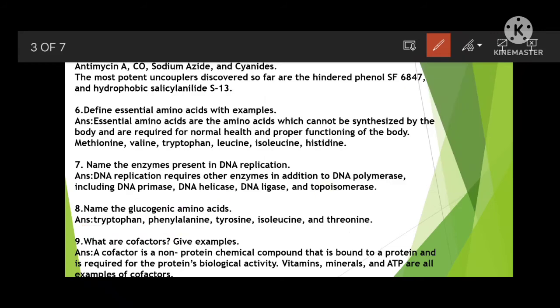Next, what are cofactors? These are non-protein chemical compounds that are bound to a protein and are required for the protein's biological activity. To conduct the protein's biological activity, these play a vital role. Basically, these are non-protein; the protein is absent, but they help in the protein's biological reactions. Examples: vitamins, minerals, ATP and NADPH. These all are examples of cofactors.